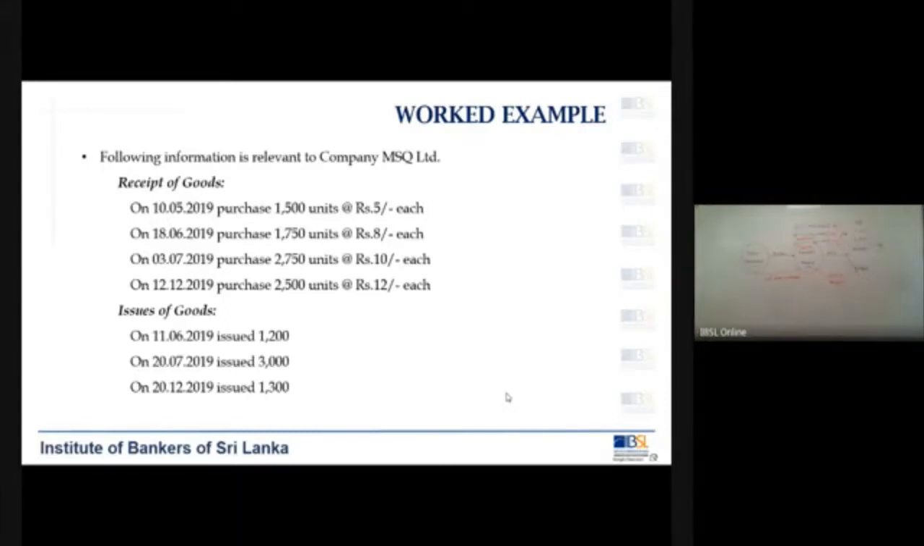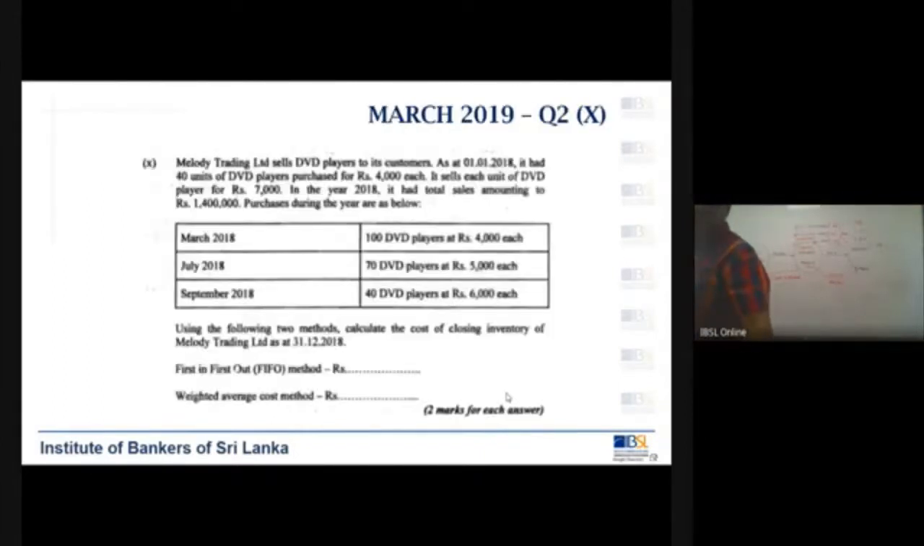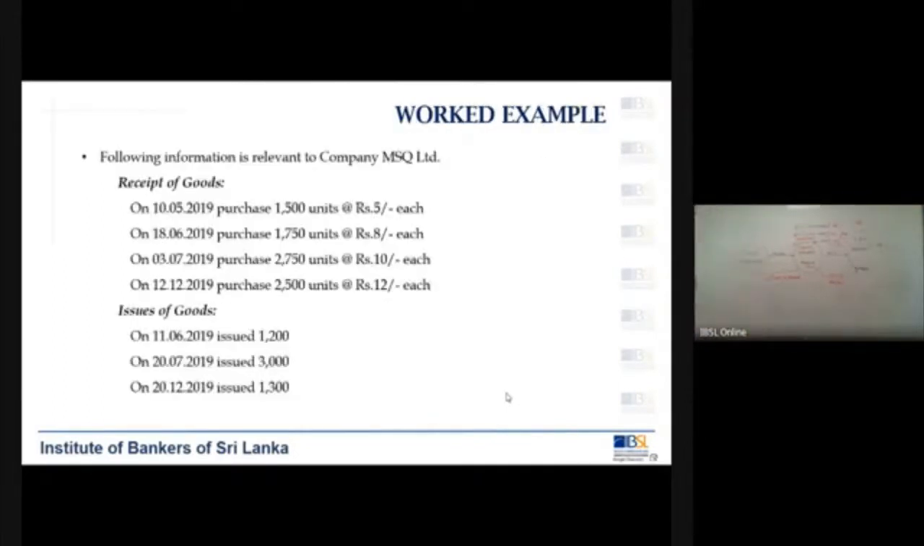Then they have sold also. On 11th June, 1,200 units. On 20th July, 3,000 units. On 20th December, 1,300 units. So now the question is, what is the closing value of stocks?